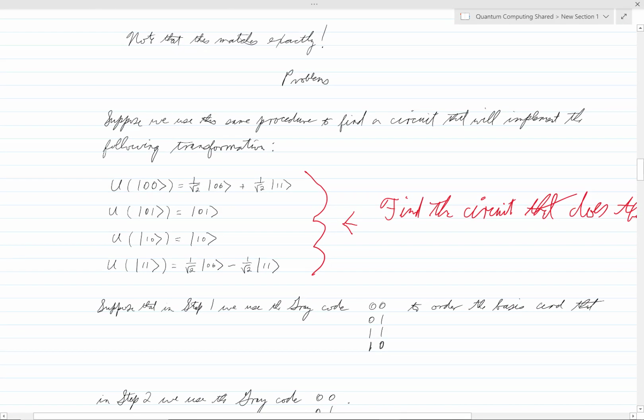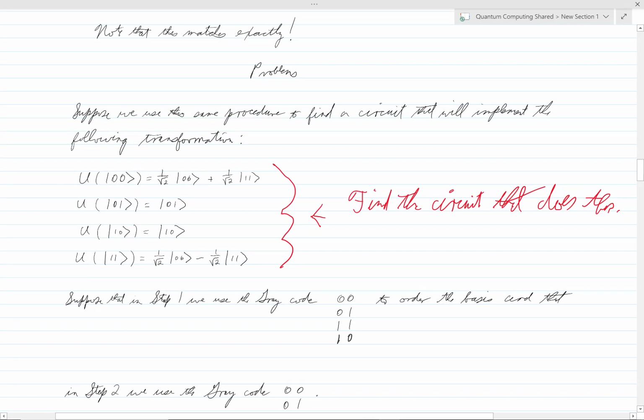is as follows. The students are asked to find a circuit that implements the transformation shown right here. And so that's what I would like to discuss, to show exactly how to do this on the IBM quantum computer.